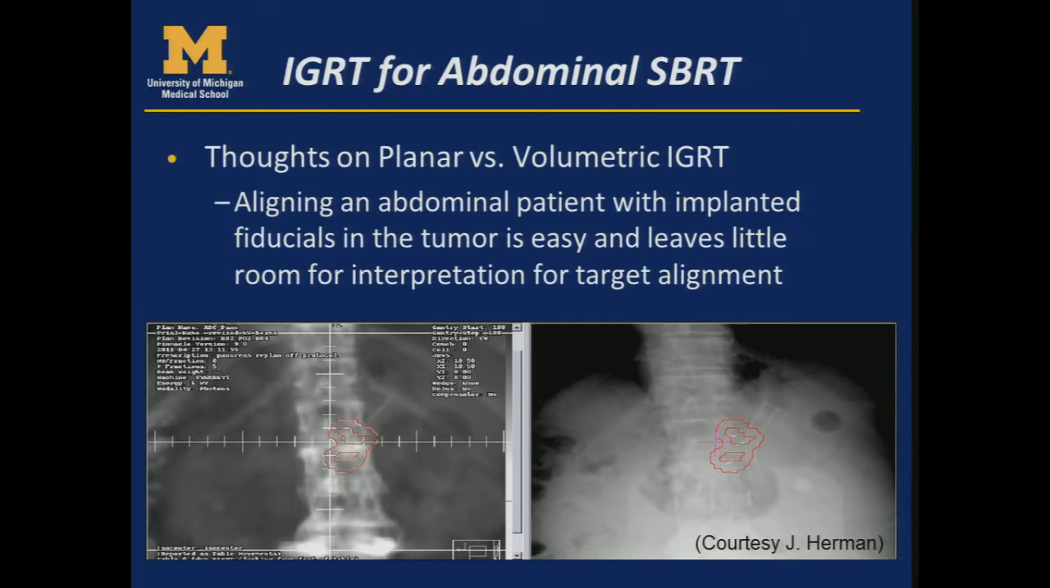Some thoughts on planar versus volumetric IGRT. Aligning an abdominal patient with implanted markers is really easy. It's really easy for the therapist, it's easy for the physician to review. It really doesn't leave a lot of interpretation for target alignment because you have the markers, you have them drawn in, they're pretty easy to put together. Unless you have a big difference between different markers, it's pretty easy to do.